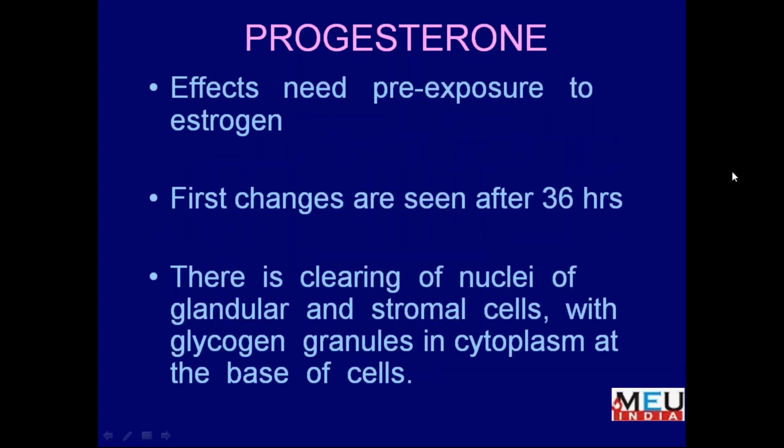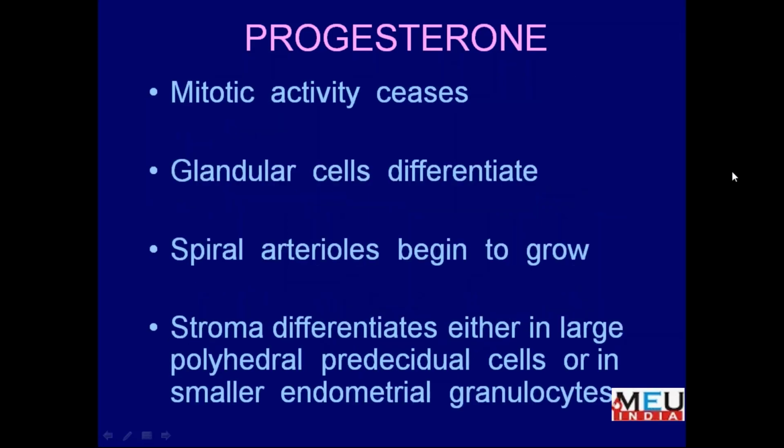Now these days, ladies take progesterone-only pills. So for progesterone effects to take place, there is a need for some pre-exposure to estrogen, and the first changes are seen only after 36 hours. And there is clearing of the nuclei of glandular and stromal cells with glycogen granules in the cytoplasm at the base of the cells. As a result, the mitotic activity ceases, which is a hallmark of the progestational phase.